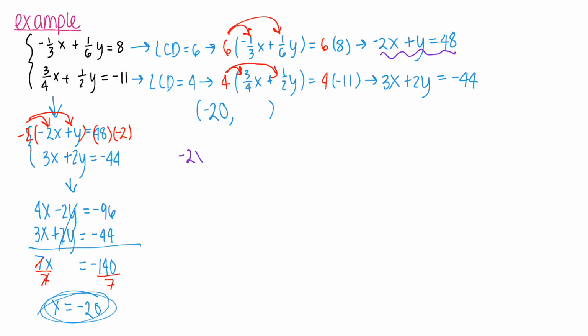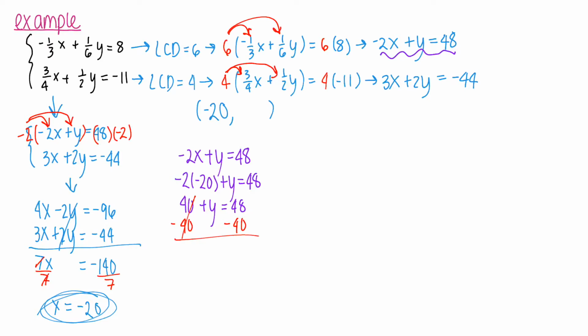So negative 2x plus y equals 48. Negative 2 times x is negative 20, so 40 plus y equals 48. Subtracting 40 on both sides, y is equal to 8. And we have the answer, negative 20, 8.